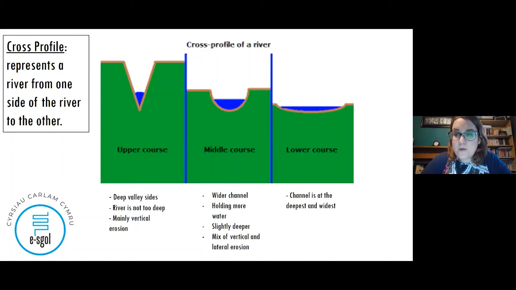It is this vertical erosion that helps to create our steep V-sided valleys, interlocking spurs, waterfalls, and gorges, which we're going to look at in a little bit more detail later on in this presentation.